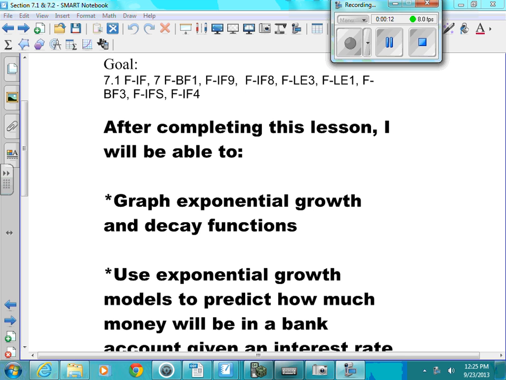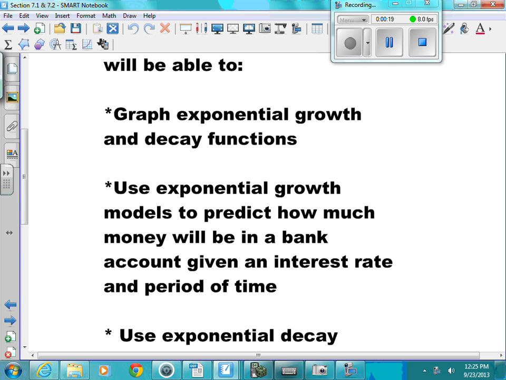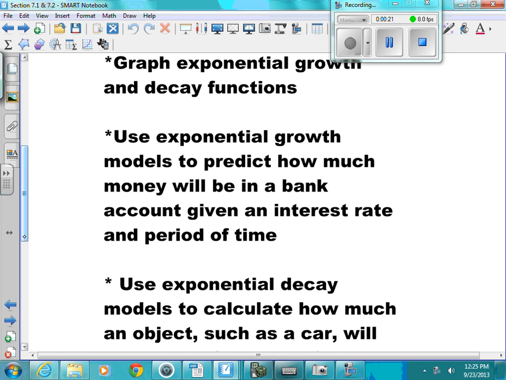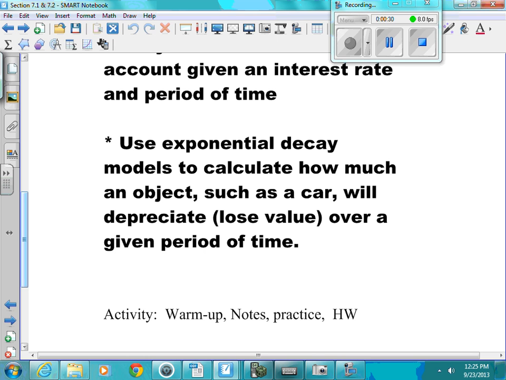Today's goals for Section 7.1 and 7.2 will be as follows. Be able to graph exponential growth and decay functions. Be able to use exponential growth models to predict how much money will be in a bank account given an interest rate and period of time. Use exponential decay models to calculate how much an object, such as a car, will depreciate or lose value over a given period of time. Have these down, and we will be looking at various aspects of growth and decay functions in the following notes.